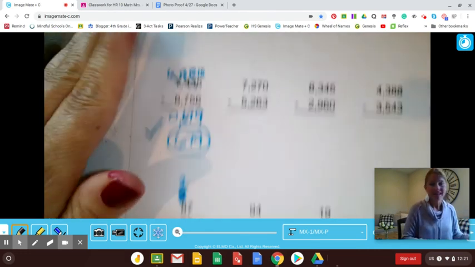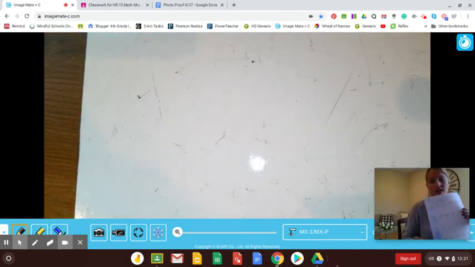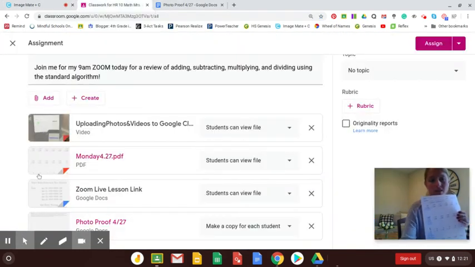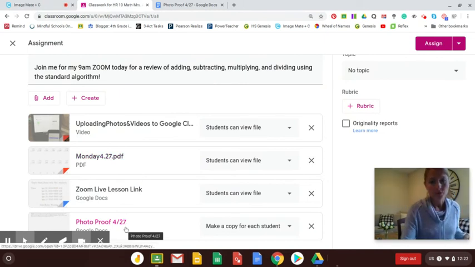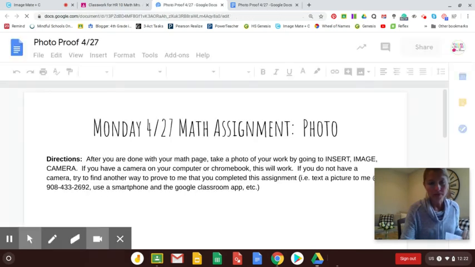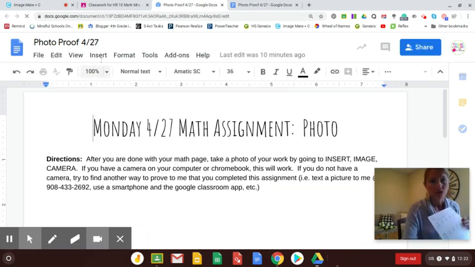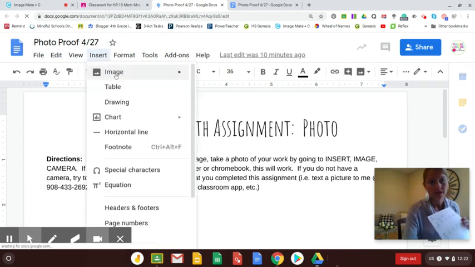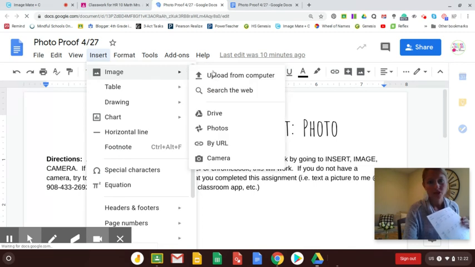All right. So again, after you would be all done with this, you would then have to go and submit it. So you'd go back to the assignment page. You're going to click on photo proof. This Google Doc will come up. And the directions are right in the assignment. You're going to go to insert. You're going to go to image. And then you're going to scroll all the way down to where it says camera.